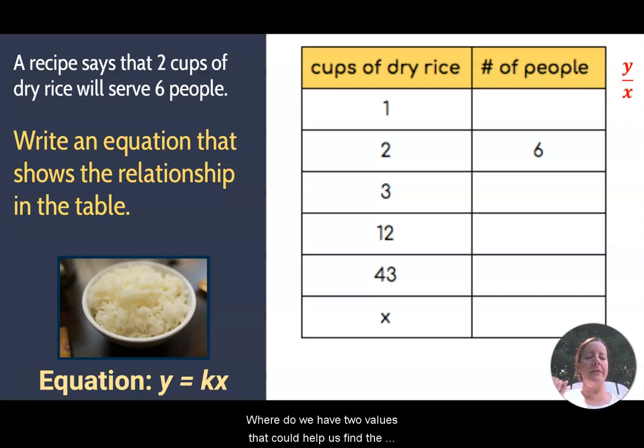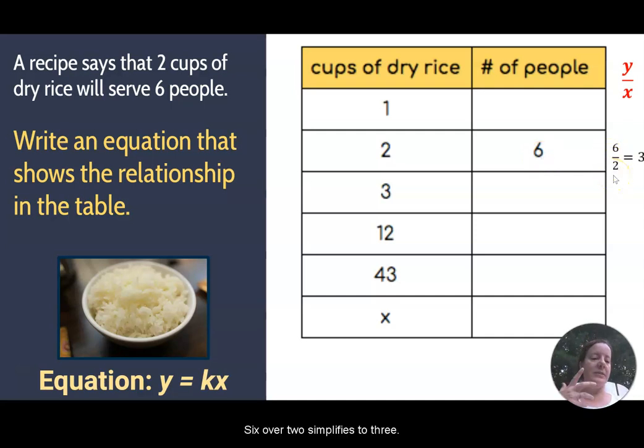Where do we have 2 values that could help us find the constant of proportionality? That's right, we have the 2 and the 6. 2 cups of rice feed 6 people. So all we have to do now is put y over x. That would be 6 over 2. Don't forget, the right column is always y. 6 over 2 simplifies to 3.